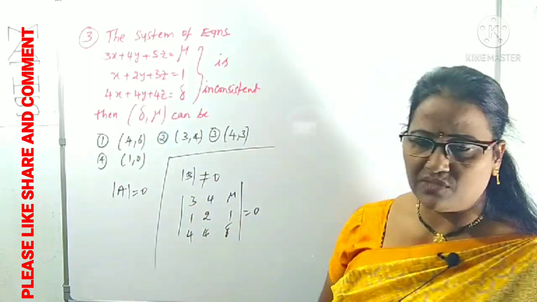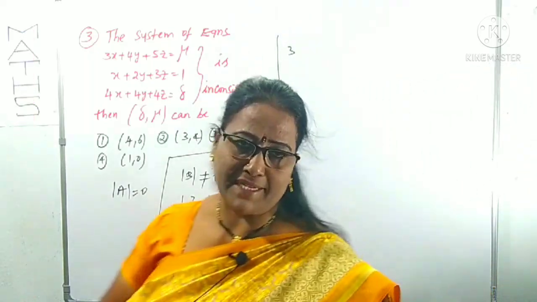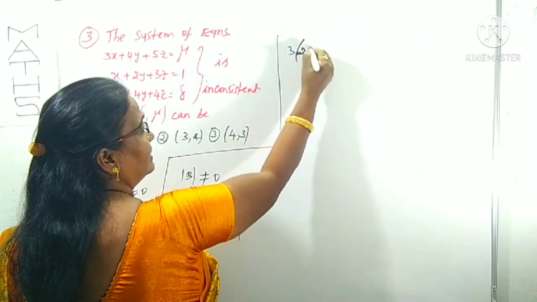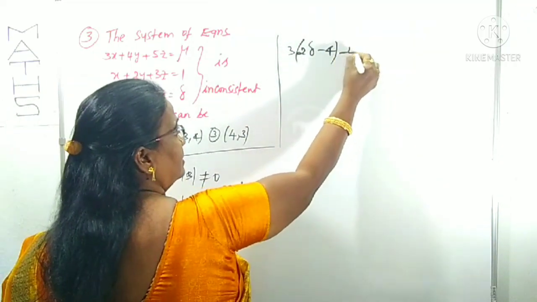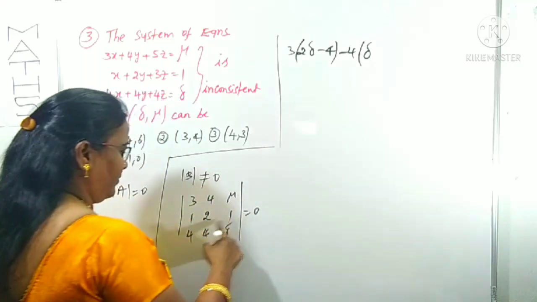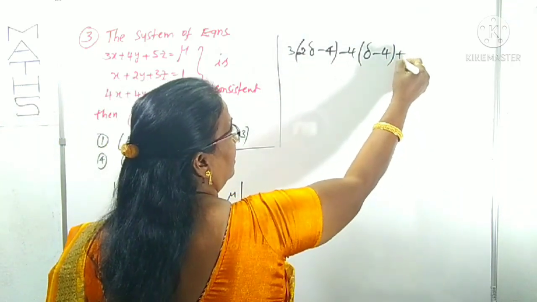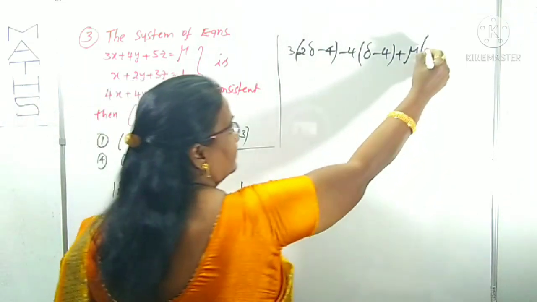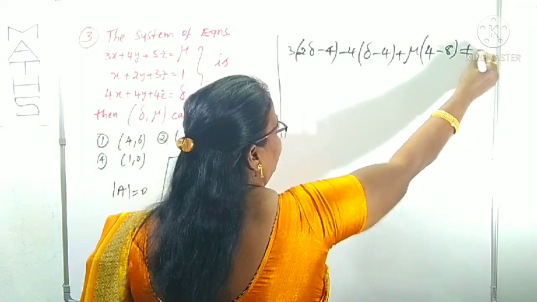First of all, what is the expansion of this? We can check it. 3 into 2 delta, 2 into delta, 2 delta, with minus 4 into 1, 4. And with minus 4, closing these two, delta into 1 is delta, with 4 into 1 is 4, minus 4. Then plus mu of, for mu we can close it, 1 into 4, 4, minus 4 into 2, 8, which is not equal to 0.